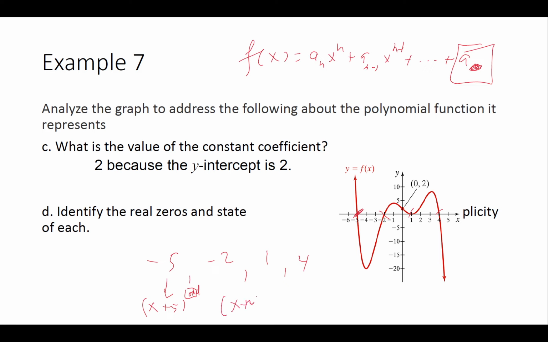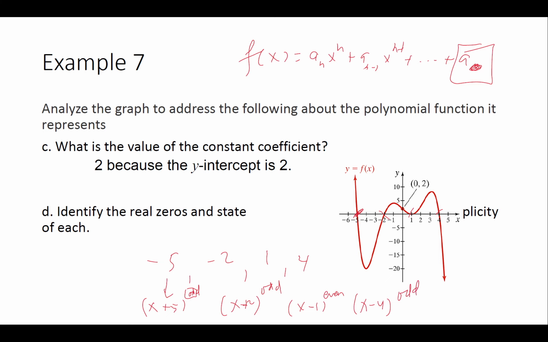X plus 2 is another factor of this polynomial, with odd multiplicity, because of this negative it becomes +2. X minus 1 is another factor. No, sorry, it's touching here, it's not crossing, so the multiplicity has to be even. And at 4, which is x minus 4, the multiplicity has to be odd.